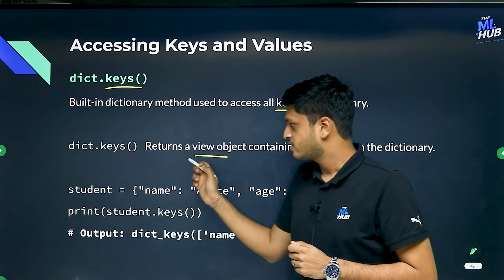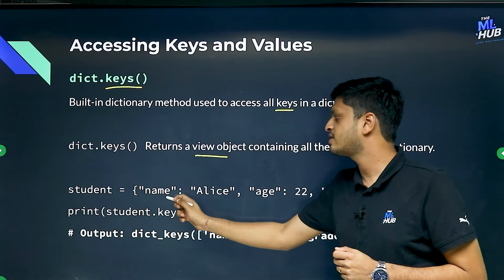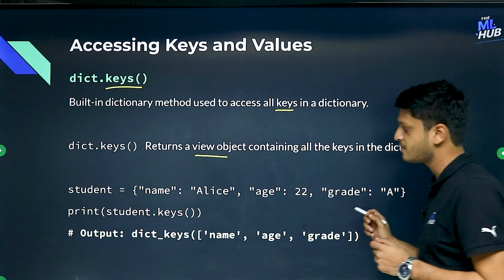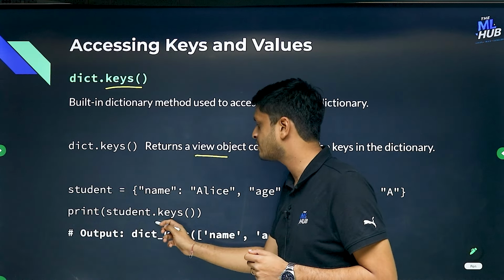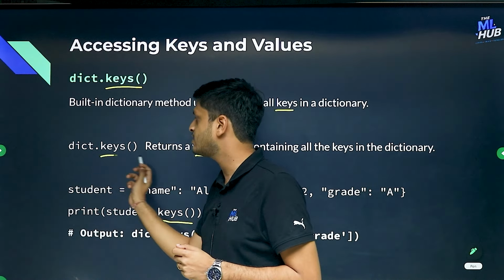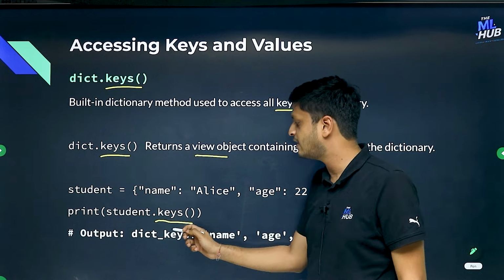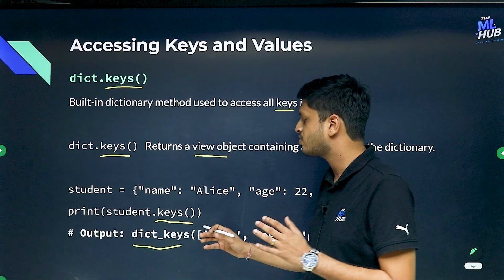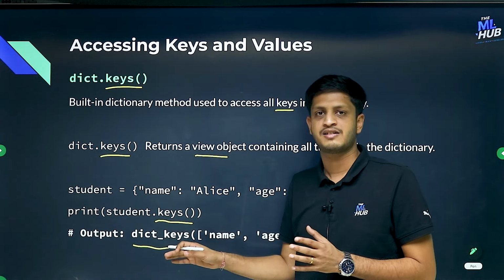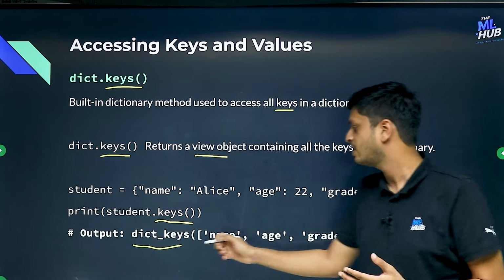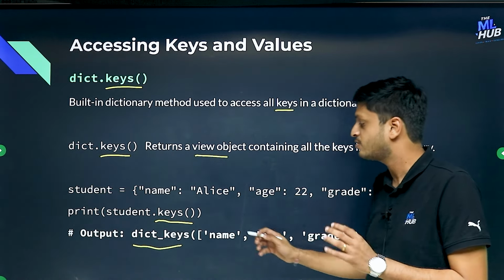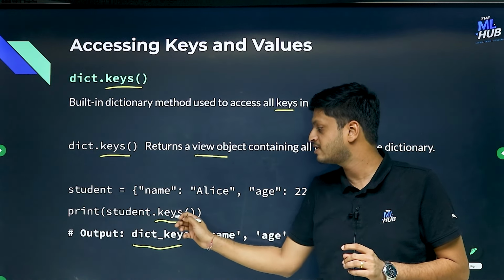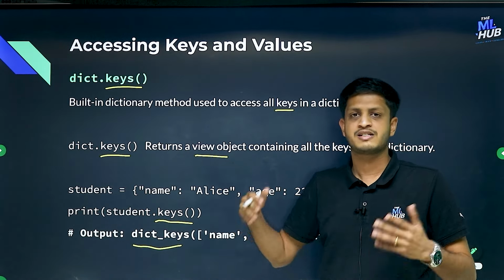Okay, so let us say here we have a dictionary student in which the key is name and value is Alice, key is age and value is 22, and key is grade and value is A. And if I print student.keys, so the function is dot keys. So student.keys will print the output as dict keys. So dict keys is a class. Don't worry about it right now. It is a view in which the values are name, age and grade. So see, the output is not a list. By default, the output of the keys method is a dict keys type object, which is just a view.